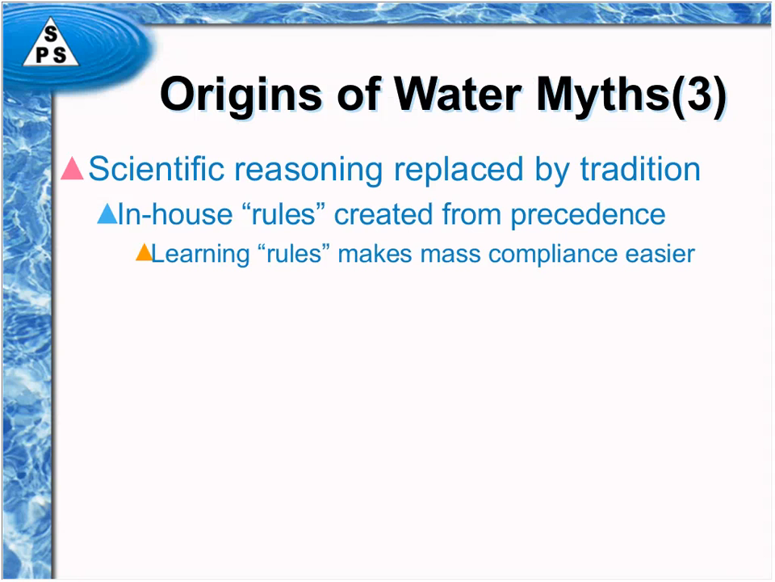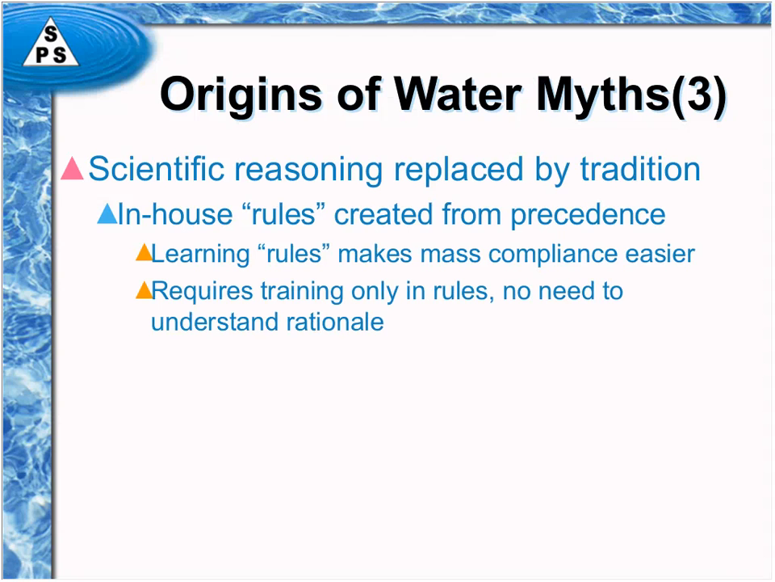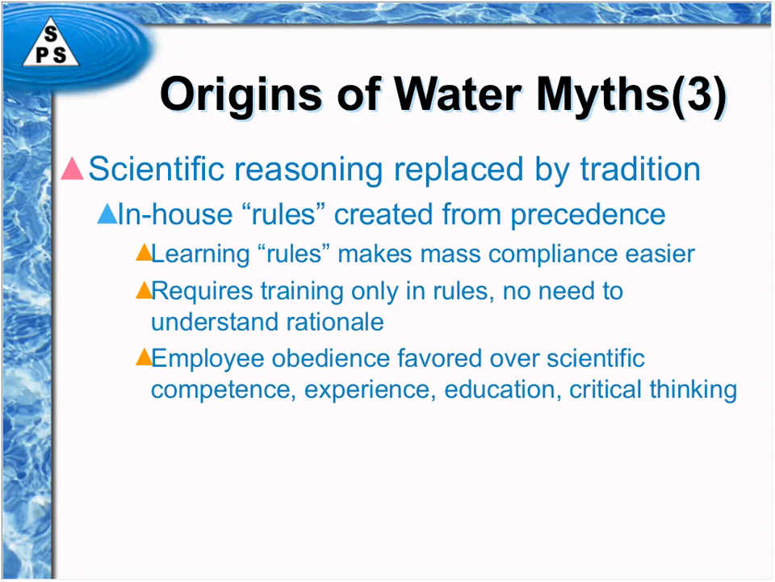And actually, rules do make compliance better because all people have to do is know the rule and obey the rule, get trained on the rule. They don't have to understand what the rationale is behind the rule. They have to just be good soldiers and obey the rules. Often obedience to the rules is favored over the scientific competence or experience or education or even critical thinking that they may actually have.